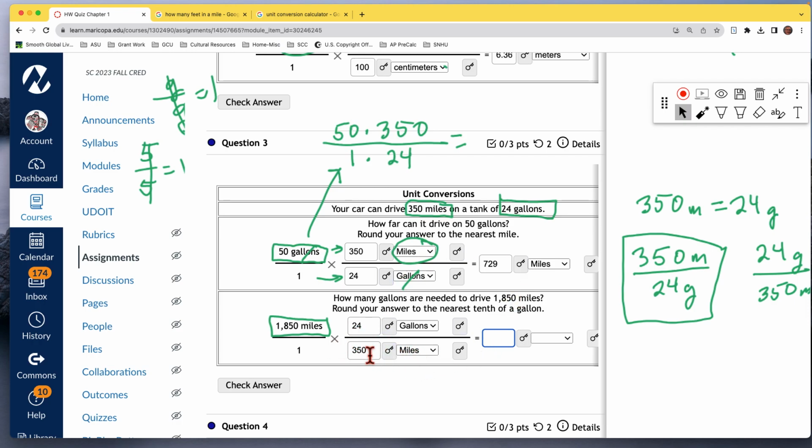And so it's the same process, but different numbers. We're taking 1,850 times 24 divided by 350, and what we're going to be left with is the number of gallons we would need to be able to put into our car. So I'll write that over here. It's 1850, multiplying fractions straight across, times 350.